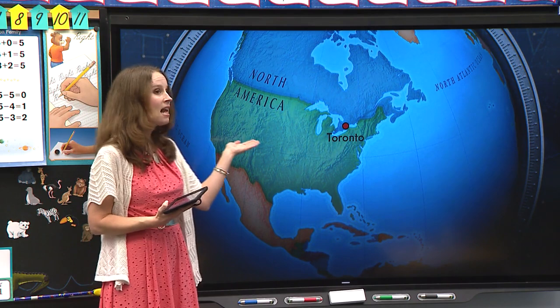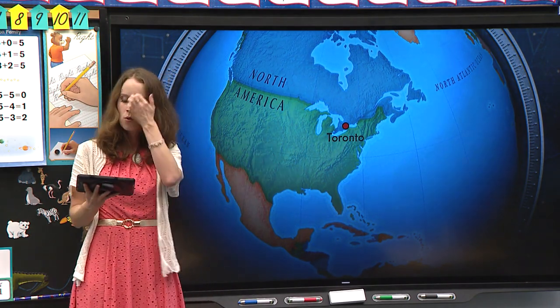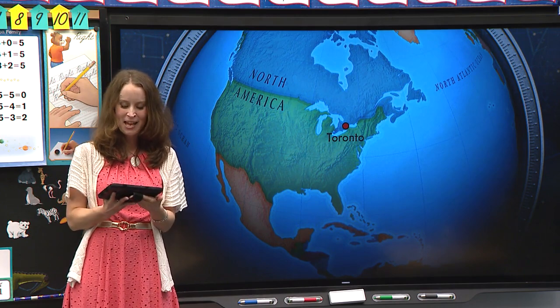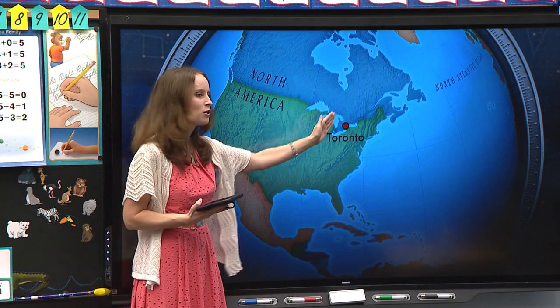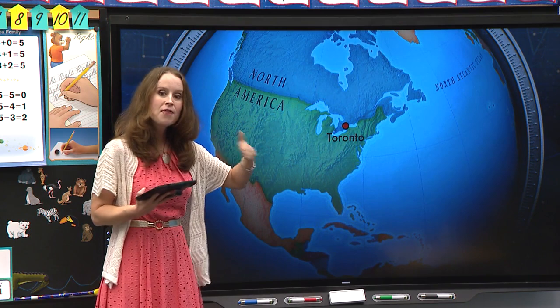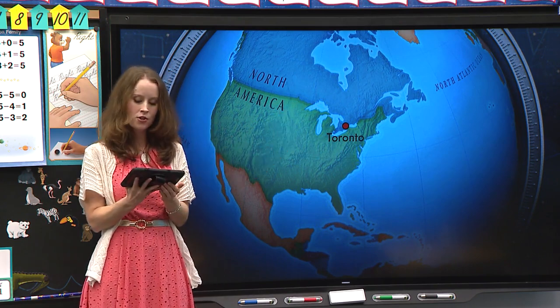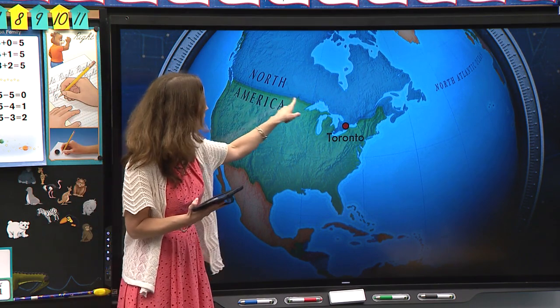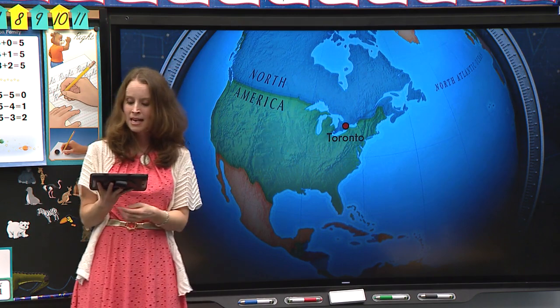Now, the name Canada is thought to have come from a Native American word. It's an Iroquois word that means village or settlement. And Canada and the United States, we have a very special friendship, and here's why. We have the longest border. That means the place where our countries meet, than of any two other countries. So the border between the United States and Canada is the longest of any two other countries.